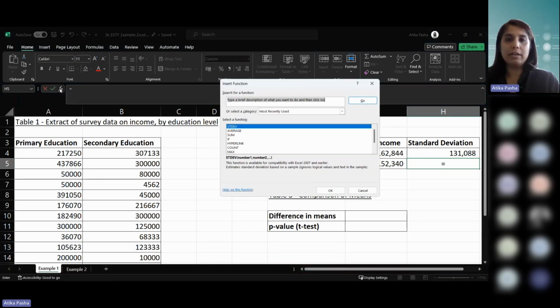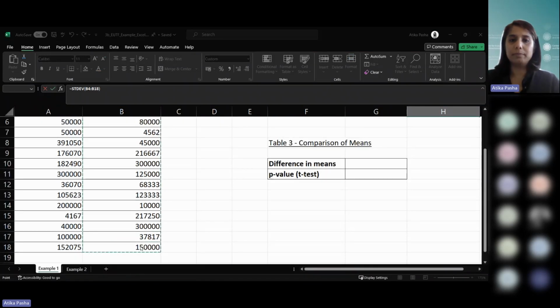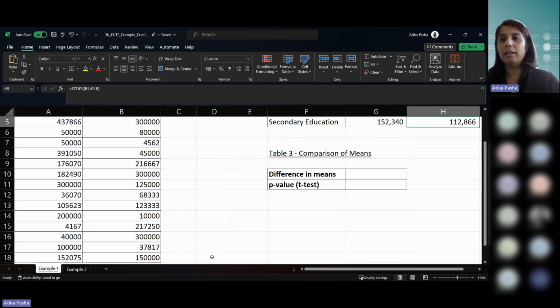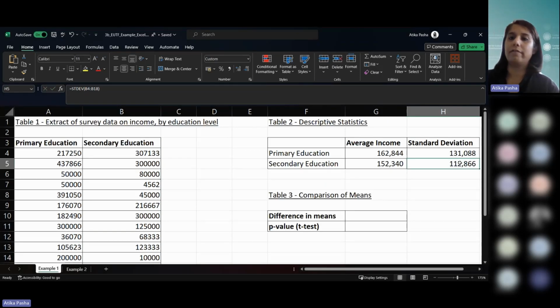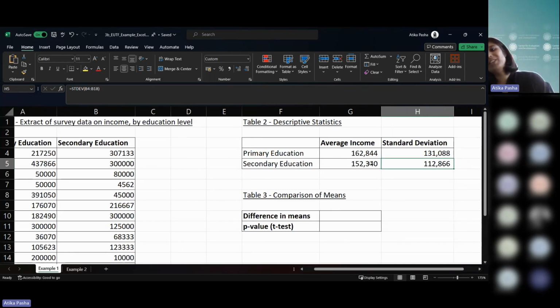Coming now to the standard deviation for your secondary school educated individuals, and that is here. Again, click on OK, and now we have a lower standard deviation here of 112,866 shillings. So through this, you don't even need to know the formulas that I kept throwing at you. All you need to do is understand how you can calculate this. Use the function formula here to be able to generate this.